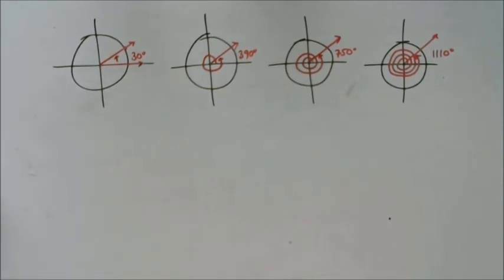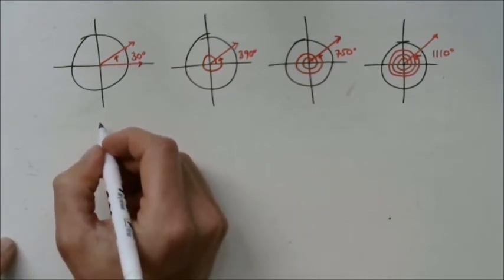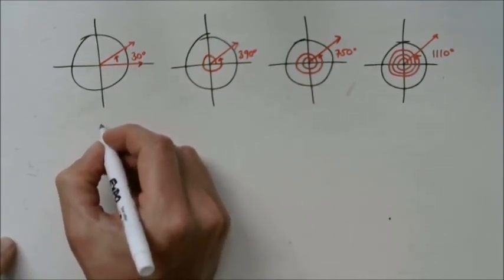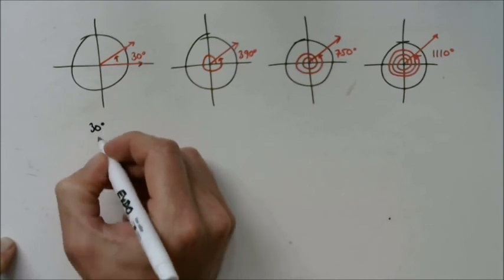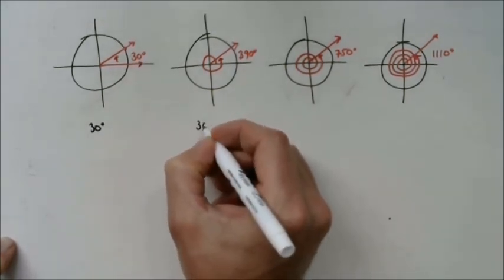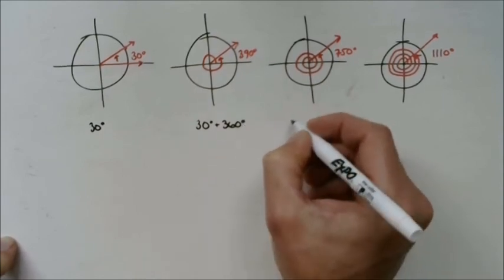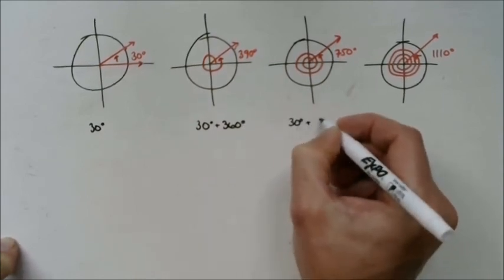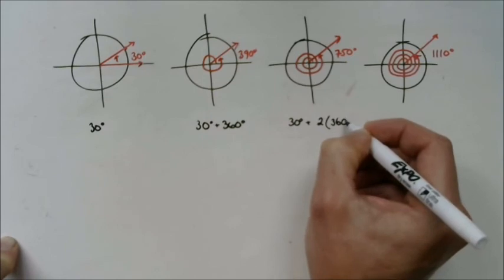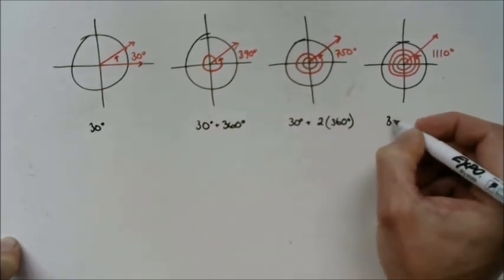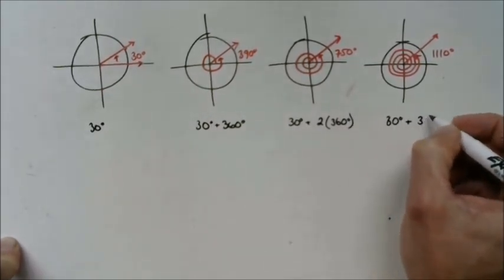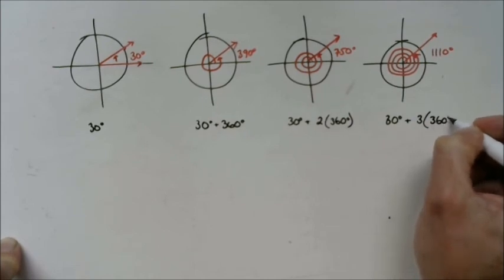That's the only way to do it in B. And we can write down what we did here. All we did was this guy was 30 degrees. This is 30 degrees plus 360 degrees. This is 30 degrees plus 2 times 360 degrees. And this one was 30 degrees plus 3 times 360 degrees.